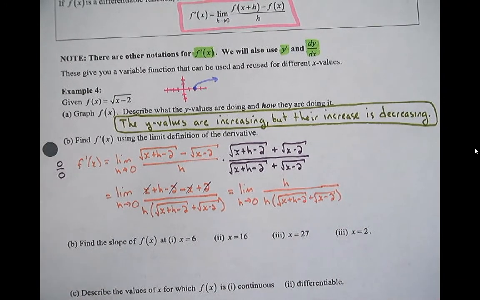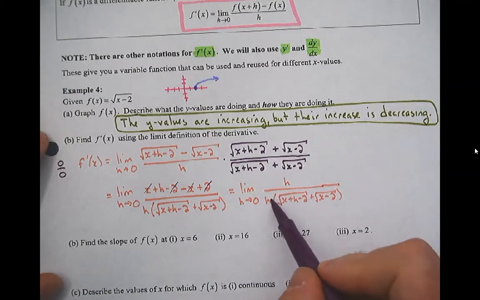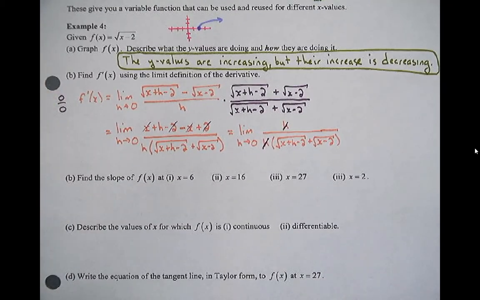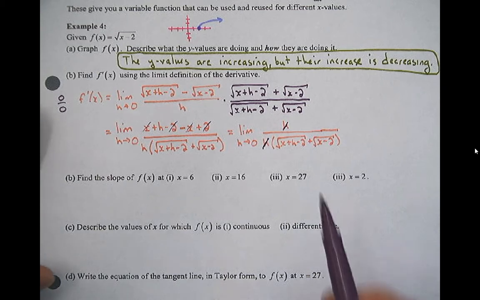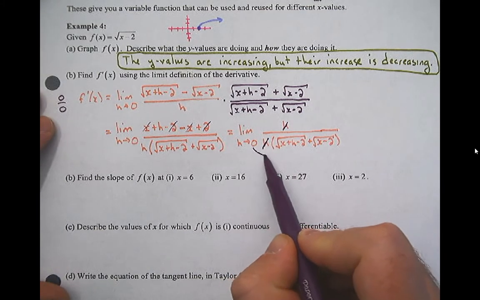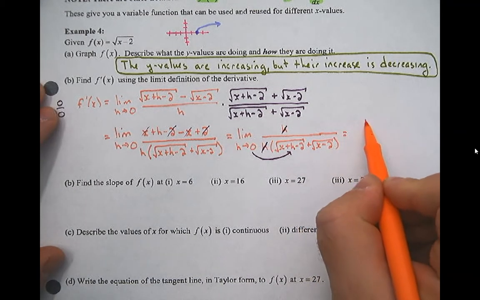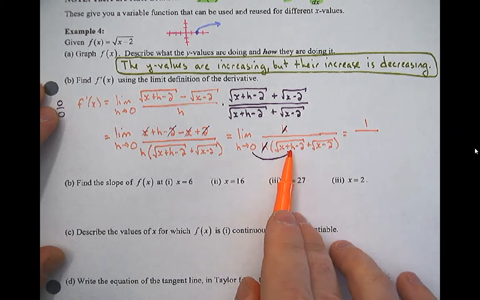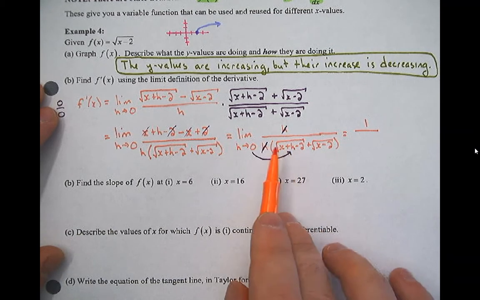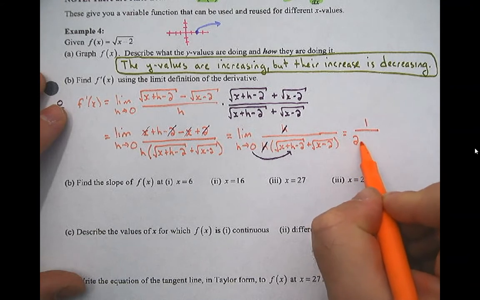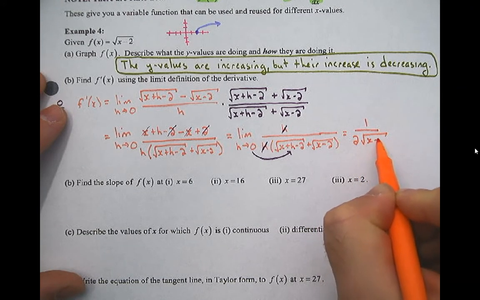Now, what do you notice happens with those h's? They're gone. h over h cancels. That's the beauty of this. Because now, once we've killed that h on the bottom, we can direct substitute 0 in for that h, and we're left with 1 over, and I'm going to put a 0 in here, so I have root x minus 2 plus root x minus 2, which is 2 root x minus 2.